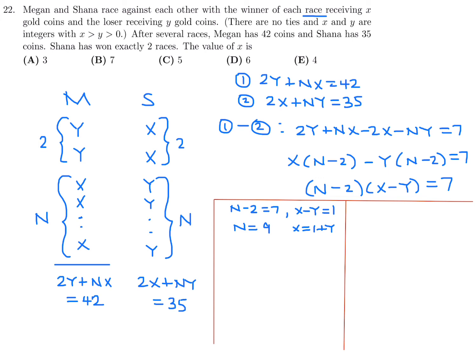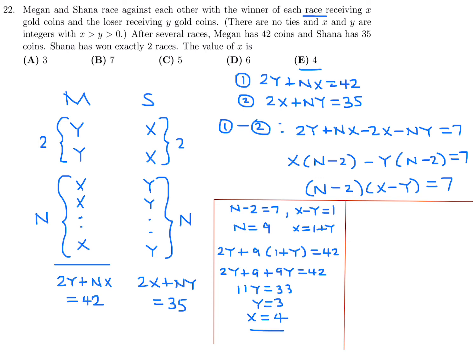That's going to give me 2y plus 9x, which is 1 plus y, is equal to 42. So that means 2y plus 9y is 42. That means 11y is 33, and therefore y is equal to 3. If y is 3, x is 1 plus y, so x is 4. Okay, that's pretty valid, and x equals 4 is one of the answer choices. I'm pretty sure that's the answer, but let's just do the other one.